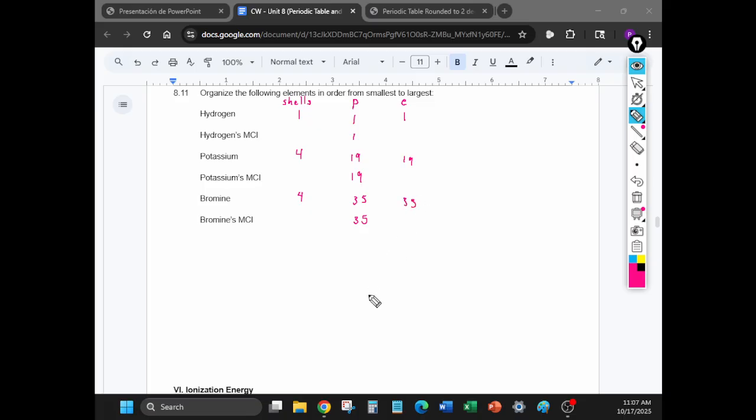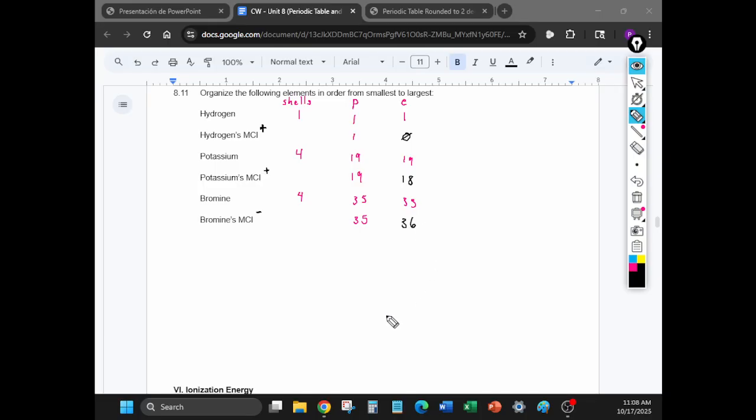Now, the most common ions are going to affect the electrons first, so let's start with that. So what is hydrogen's most common ion? +1, yeah, it's +1. That means it loses an electron, so it goes from 1 to 0. Okay, potassium, what's potassium's most common ion? +1 as well, so it's going to lose an electron, so it's going to go from 19 to 18. And bromine is -1, so it's going to go from 35 to 36.